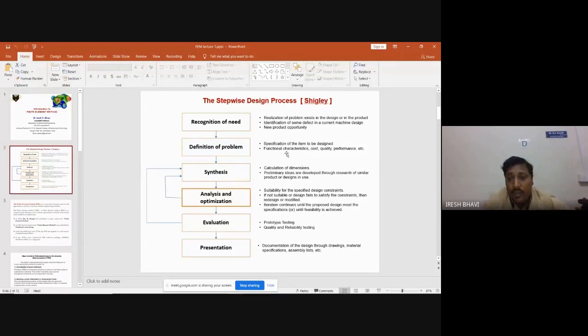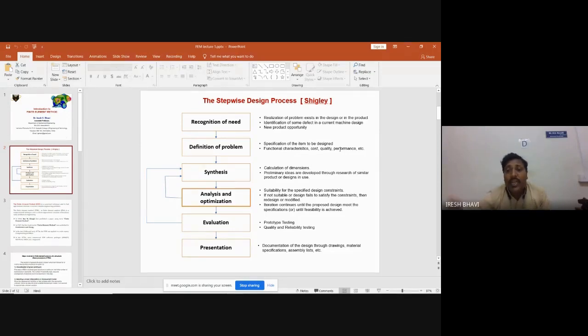the second step. In the second step, we will be defining, for example, suppose this pen I want to design. In the second step, I will be defining I want a device which should be easy to handle. It should be portable and easy to hold in my fingers, with my 3 fingers. And then the ink should be waterproof, and then it should be easily flowing. Those things will be defined in the second stage, that is definition of the problem. That is, specification of the item will be completely mentioned or defined in this.